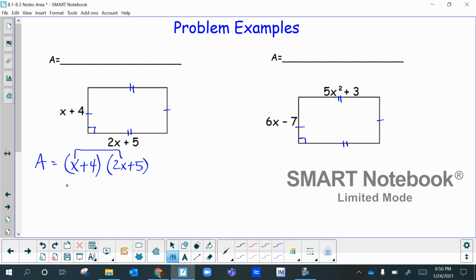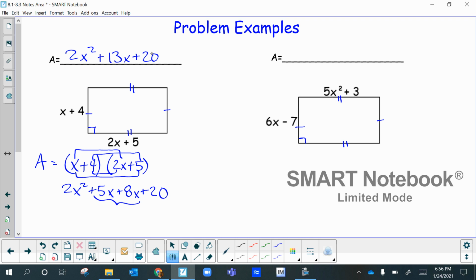So x times 2x is 2x squared. The outside terms, x times 5 is 5x. The inside terms is, see, 8x, 4 times 2x. And these last terms right here are 4 times 5, which is 20. These are like terms, so you want to put those together. So the way you want to write your final answer, your area of this rectangle is going to be 2x squared plus 13x plus 20.